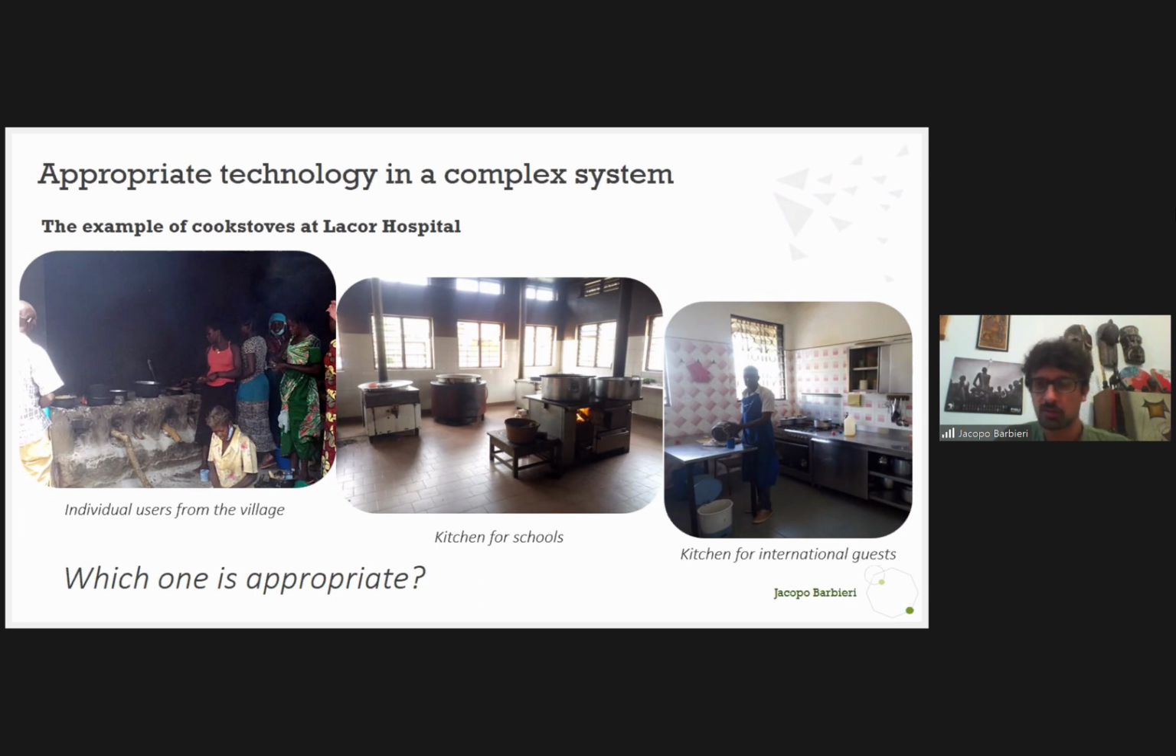Of course, some of them have less or bigger impact on the environment, but that is not the only dimension that we can consider to actually reach the goal, to satisfy the need of the user.